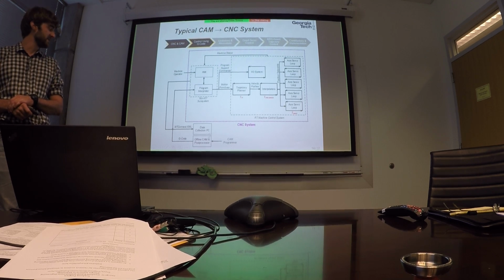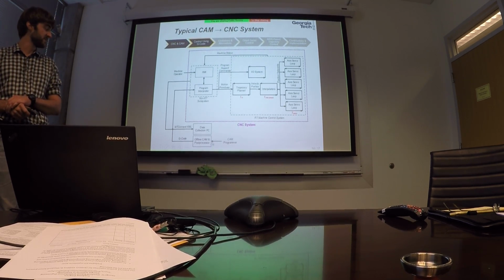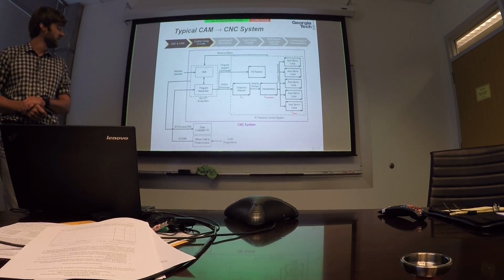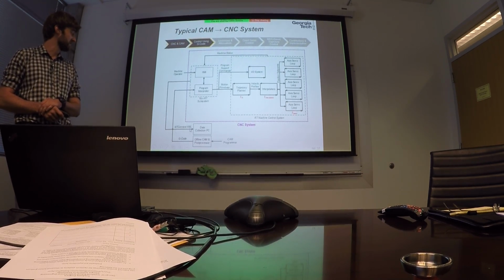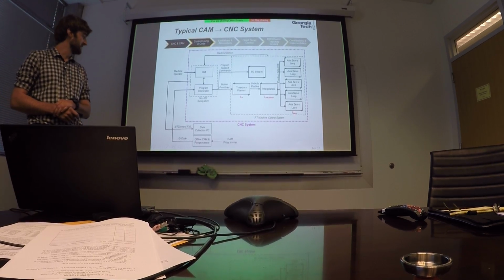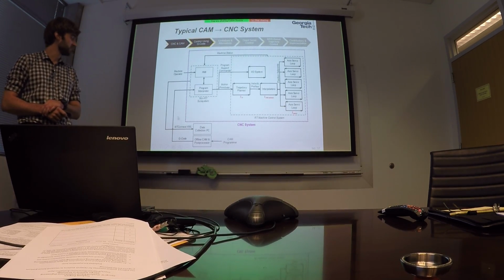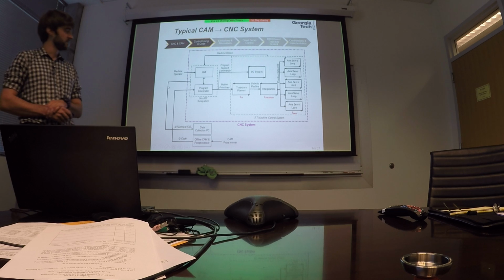But outside the CNC system, we have an offline CAM system and post processor, which creates G-code that enters the program interpreter. We also have a data collection PC that collects data from the machine in some format. Here it says MTConnect. There are a number of different options. We will talk about those in a moment.